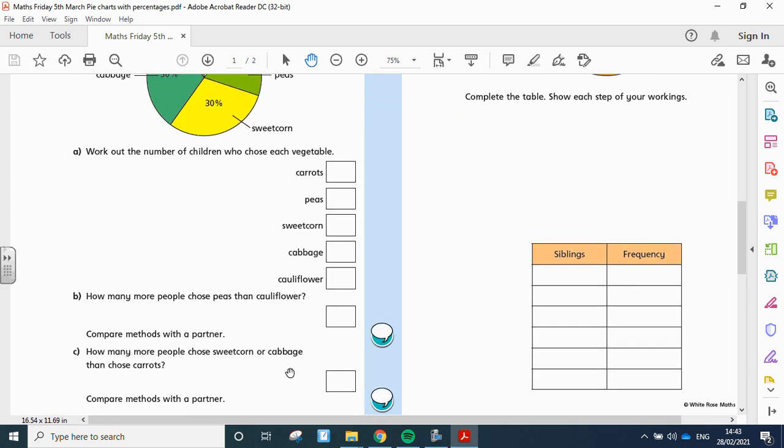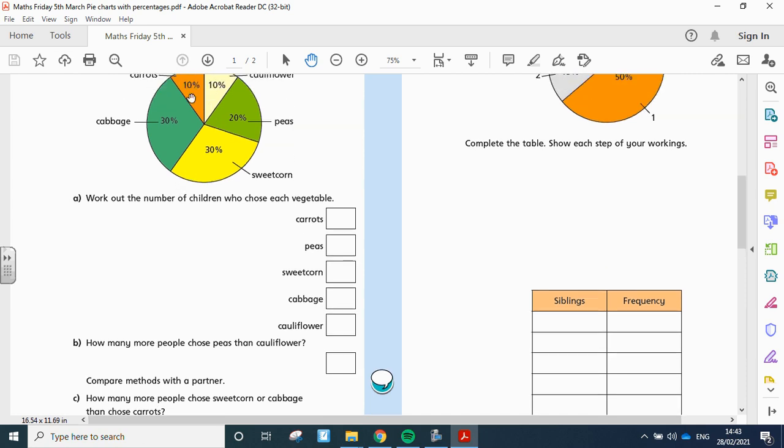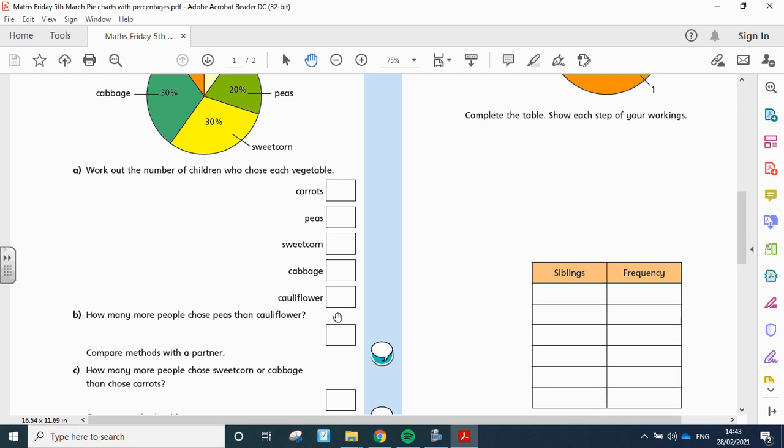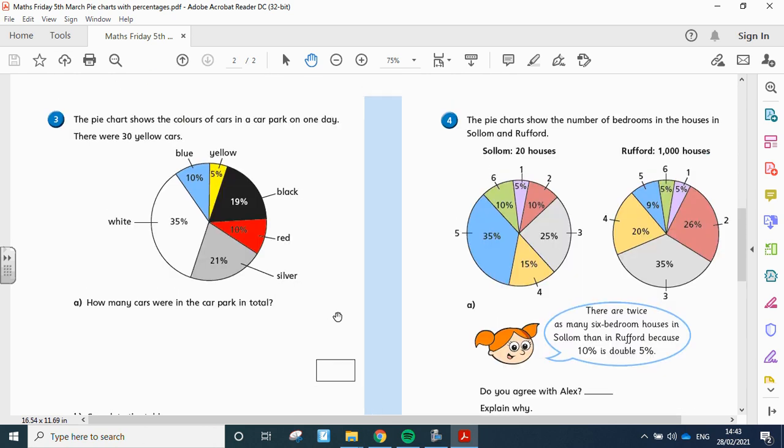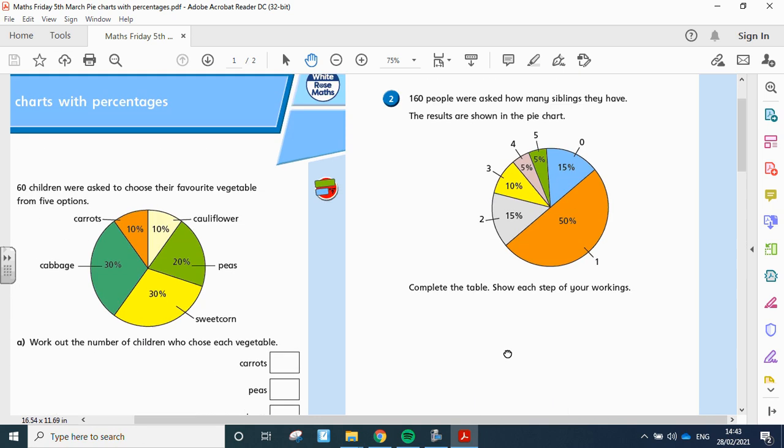Oh, sorry. How many more people chose sweet corn or cabbage? Because they're the same. Look, sweet corn, cabbage are the same. How many more people chose sweet corn or cabbage than chose carrots? So we know that carrots is 6. Once you've worked out cabbage, just work out the difference between the carrots and the cabbage, or indeed the carrots and the sweet corn, whichever way you want to go. Again, it says compare your methods. Don't worry about that. Do what you need to do. Right, number 2.